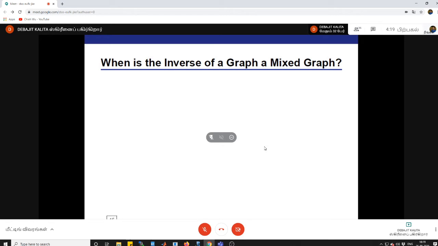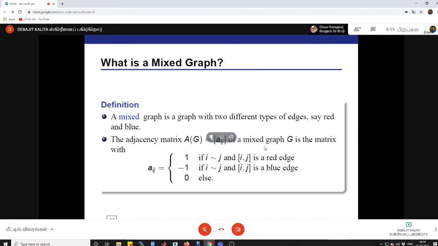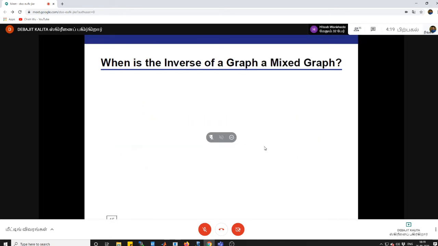So now we are interested in characterizing those non-bipartite unicyclic graphs whose inverse graph is a mixed graph. That means the adjacency matrix of the inverse is just a 0, plus or minus 1 matrix. We are interested in characterizing those types of non-bipartite unicyclic graphs.